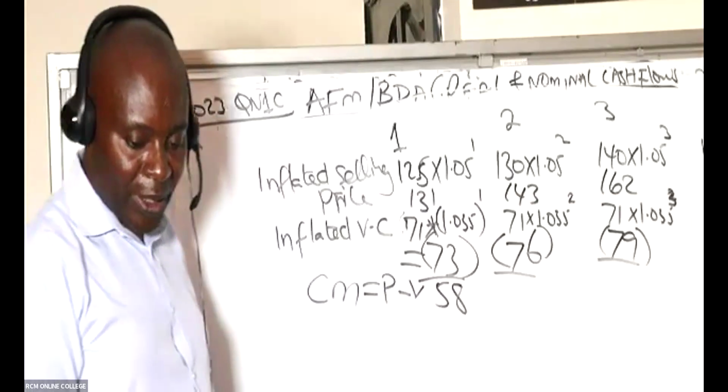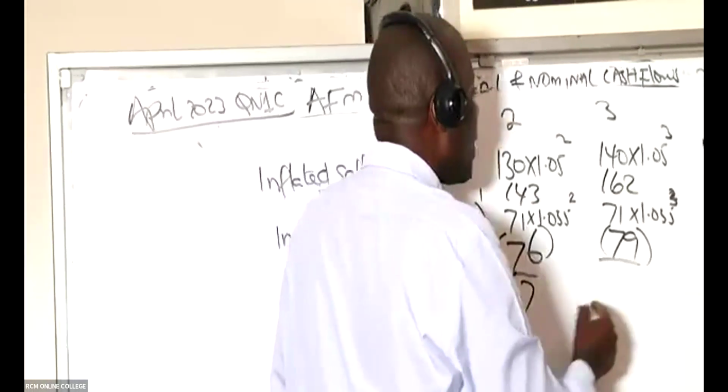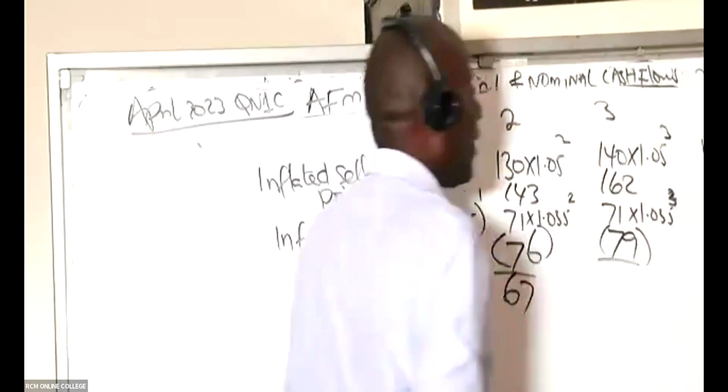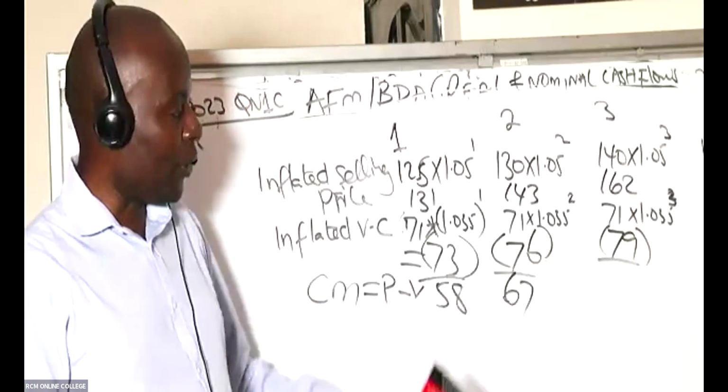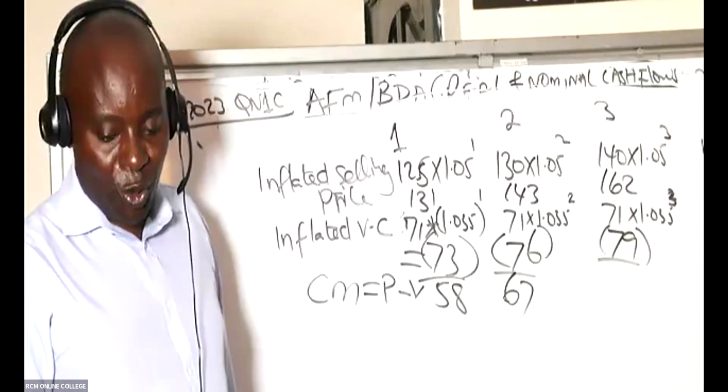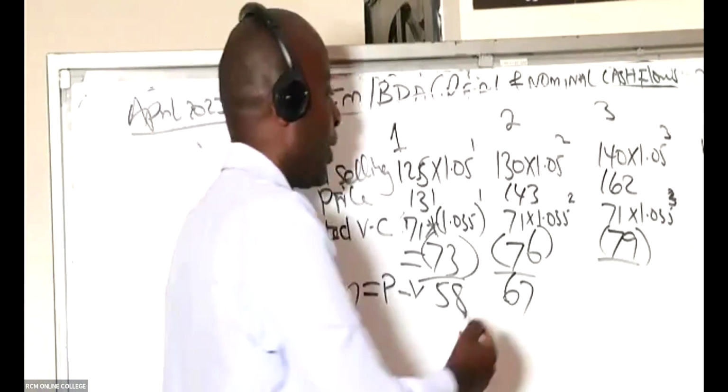143 minus 67. 67, and then a good student is telling me, Mwalimu, the last one is 65. Thank you so much. And then now we have the third one. The third one, according to Ndungu Florence, it is 83.